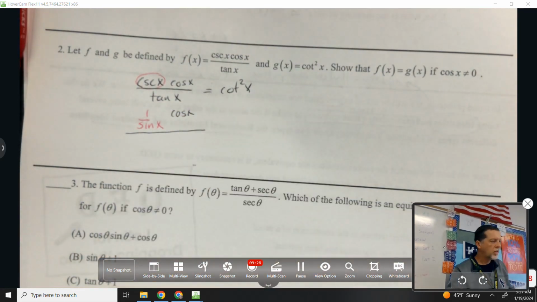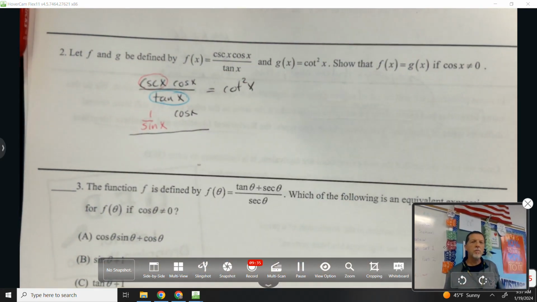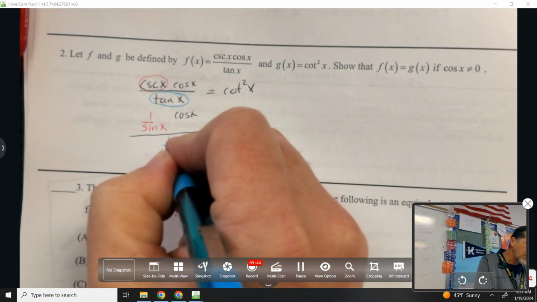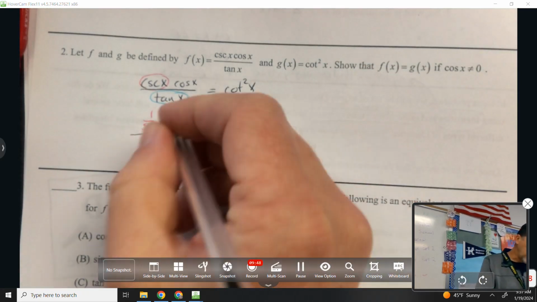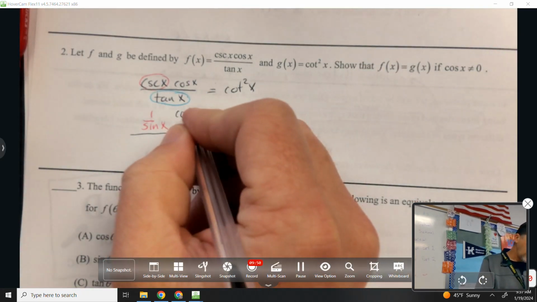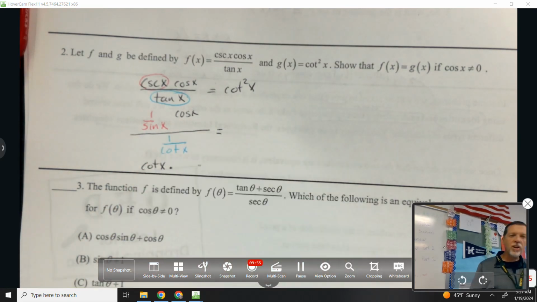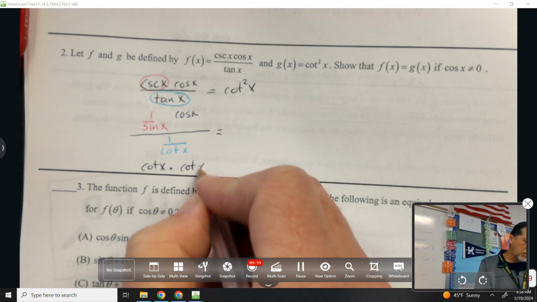And then what else could I do? What could I replace tangent with? This is where I've got two options. But I want to end up with cotangent, so let's replace it with 1 over cotangent. So let's clean this up a little bit. So I've got cotangent in the top. And then I'm going to change it, flip it. So times cotangent over 1.